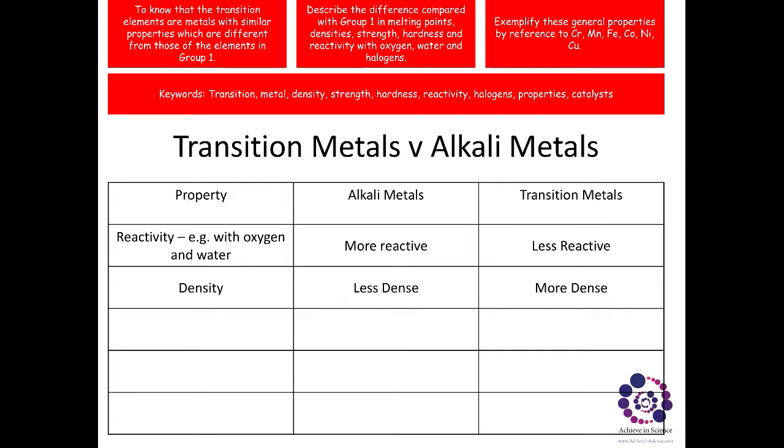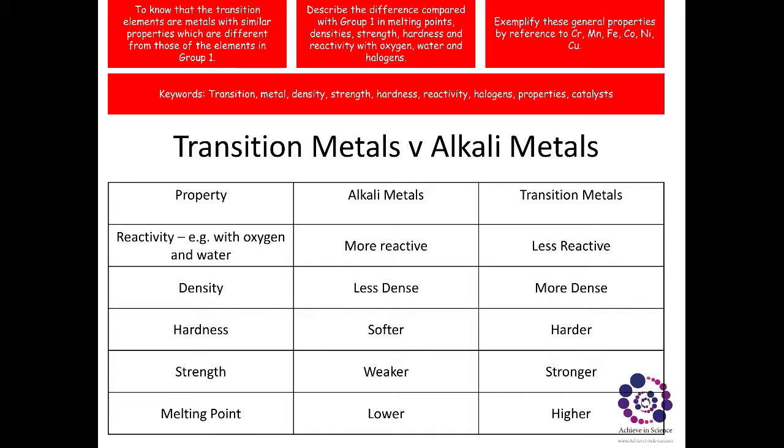We find that the density of alkali metals is less, and the transition metals is much greater. We find that the hardness, alkali metals are softer, whereas transition metals are harder. We can compare their strength. Alkali metals are weaker, transition metals are stronger. Also, we can compare melting points. Alkali metals have a lower melting point, whereas transition metals have a higher melting point.